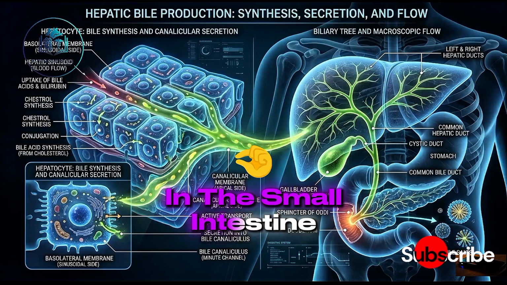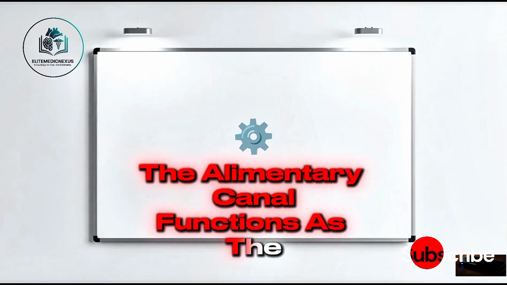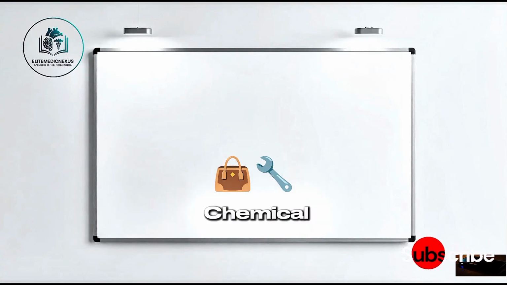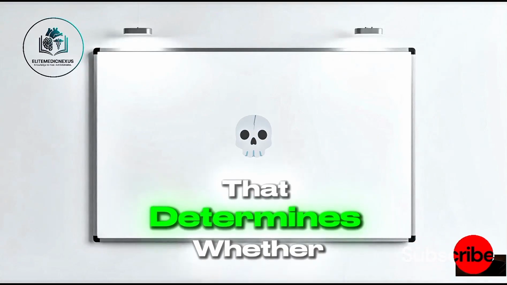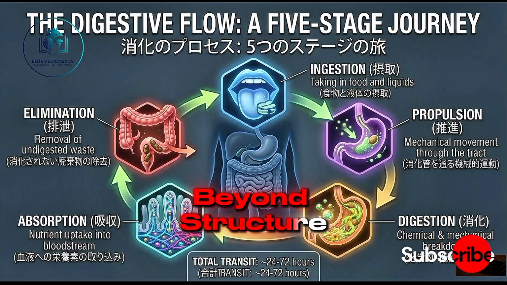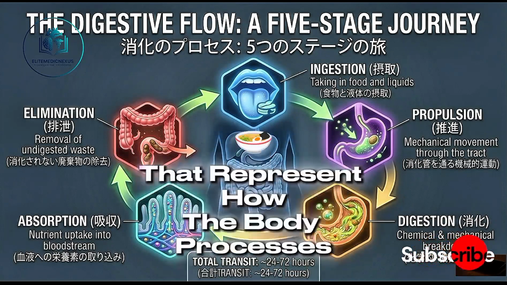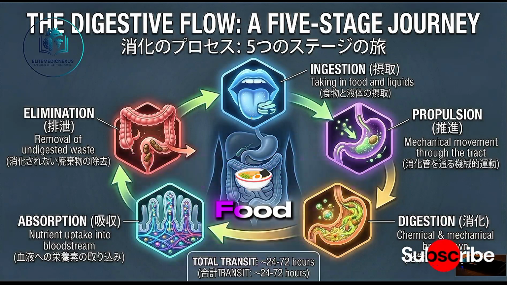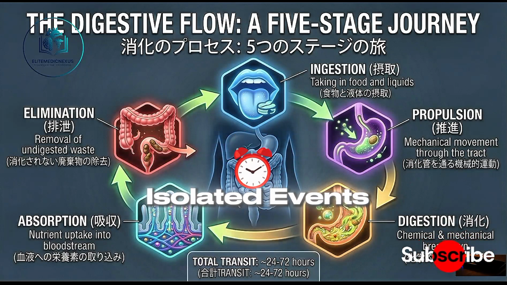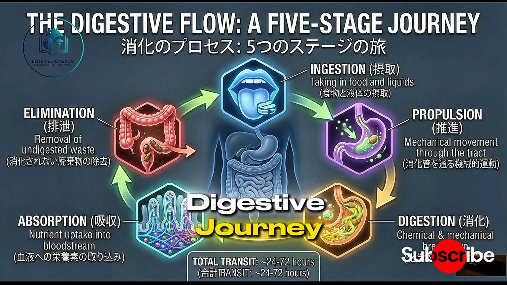in the small intestine. When viewed together, the alimentary canal functions as the physical transport system, while the accessory organs function as the chemical engineering system that determines whether digestion succeeds or fails. Beyond structure, the digestive system operates as a sequence of functional phases that represent how the body processes food over time. These phases are not isolated events. They are continuous transitions that define the entire digestive journey.